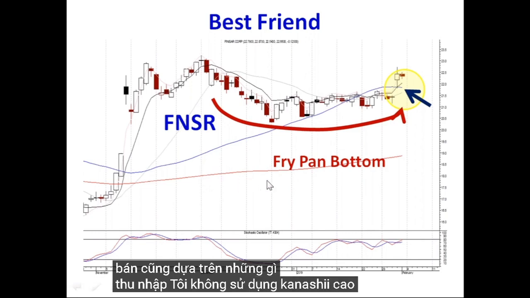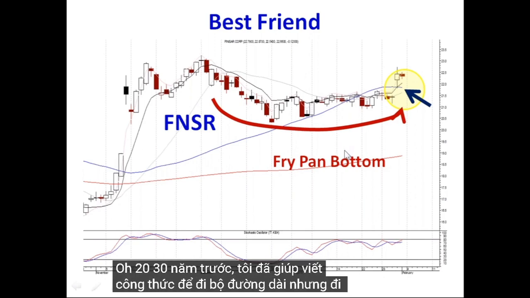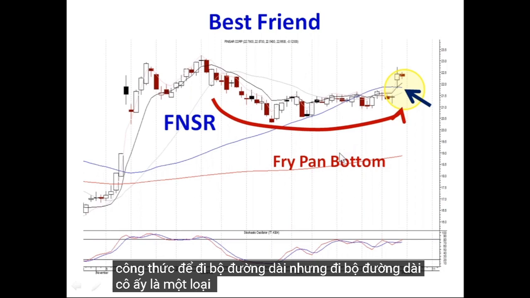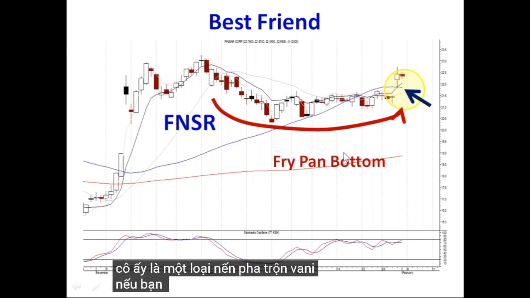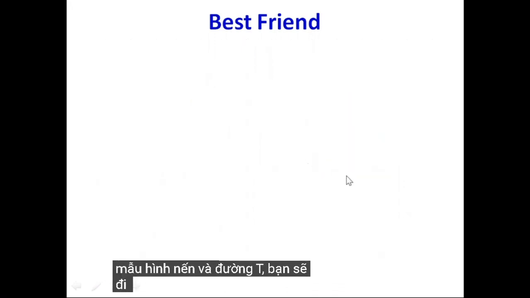I don't use Heikin-Ashi. 20, 30 years ago, I helped write the formulas for Heikin-Ashi. But Heikin-Ashi is a kind of a vanilla blend of candlesticks. If you just use the simple concept of candlestick signals and patterns and the T-line, you're going to be way ahead.